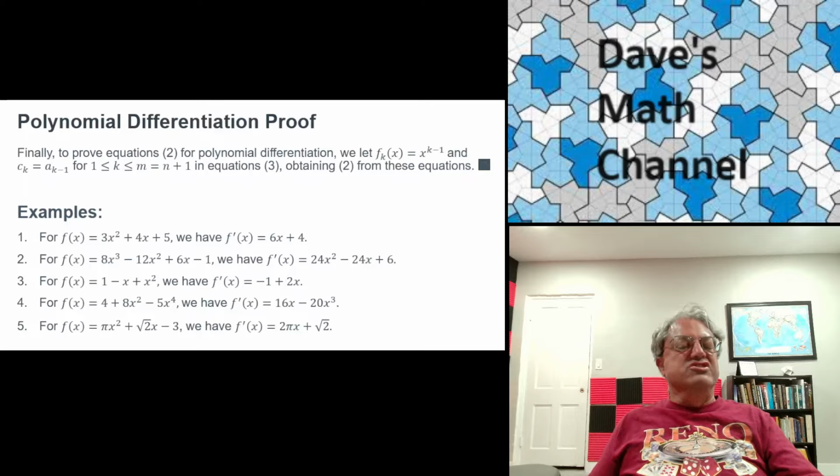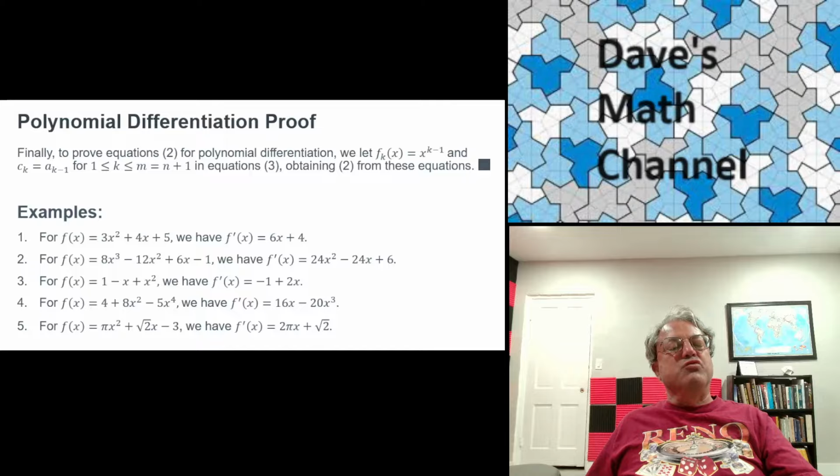I'm going to go through each of these examples. So second example, we have f of x equals 8x cubed minus 12x squared plus 6x minus 1. How do we differentiate that? Same way. 8x cubed, remember the derivative of x cubed? We multiply by 3. The 3 becomes a constant in front. We multiply it by 8, giving us 24. And the power goes down by 1. So our first term of the derivative is 24x squared.